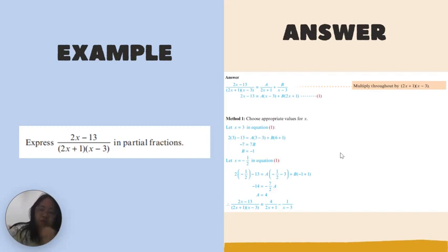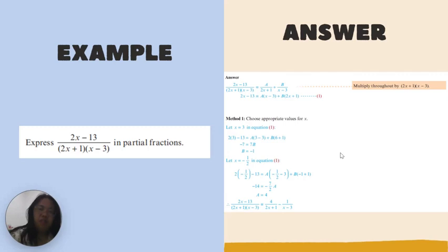To solve the equation, we need to choose the appropriate value of x. To choose the appropriate value, we just need to make the denominator of the original equation equal to zero, which means 2x + 1 = 0 and x − 3 = 0. And we just solve it as we usually do, which means we get x = 1/2 and x = 3.